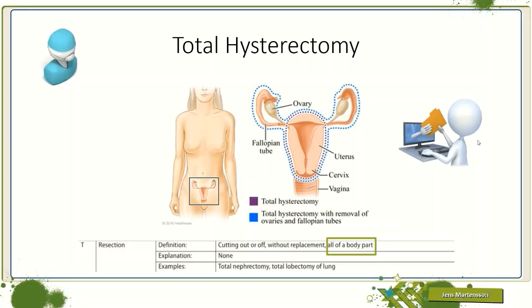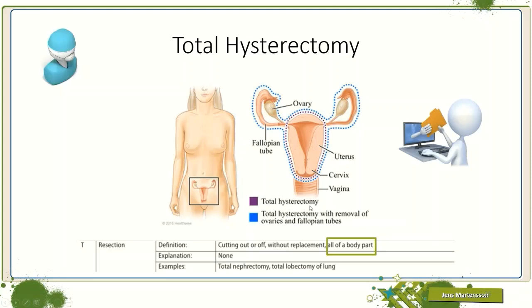Guess what? There's no such thing as a partial hysterectomy. A hysterectomy is removal of the uterus and cervix. People say that removal of a uterus and/or cervix, but you leave the ovaries, is a partial hysterectomy. That's not true. Even doctors say it sometimes, but it's not true.